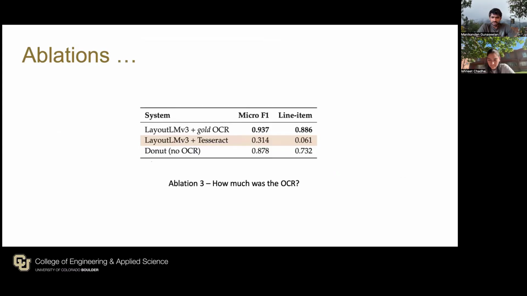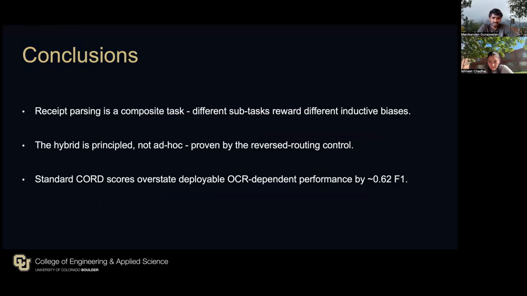Our final ablation is for the OCR standard used by CORD, which is the gold OCR standard, which is human annotated, and makes a huge difference in terms of the line item matching. Our conclusion here is that receipt parsing is a composite task wherein different subtasks have different biases. We also see that our hybrid system is principled in that the direction of the routing also matters, and it's not just the presence of the system which makes it better.